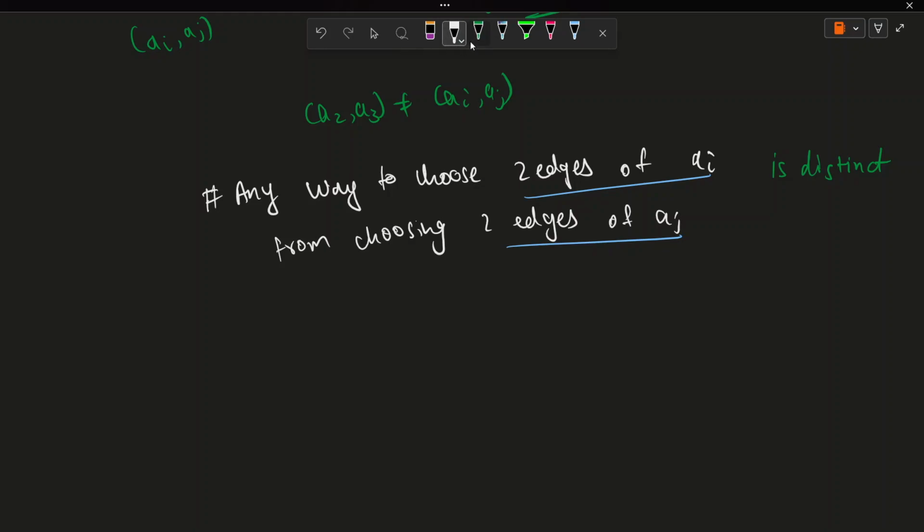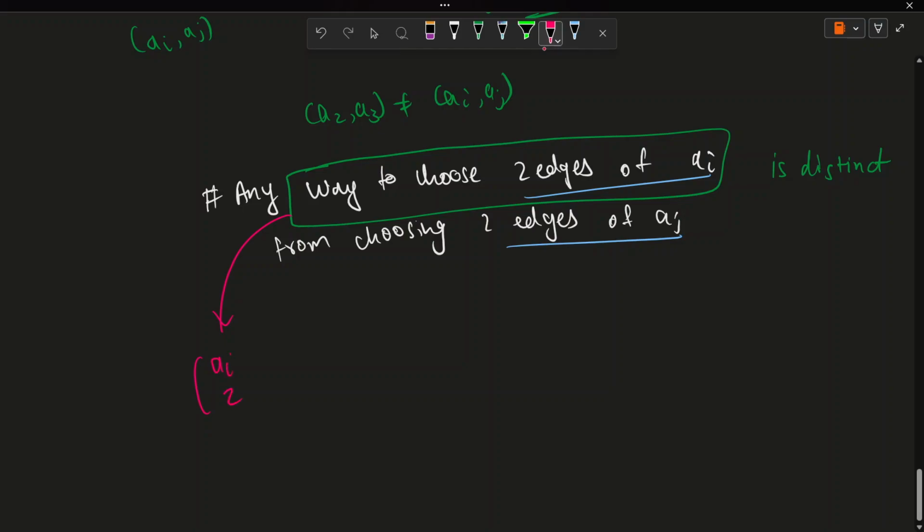Any way of choosing two edges of AI is different from choosing two edges of AJ. So what is the number of ways to choose two edges of AI? This is simply AI choose 2, and this is AJ choose 2, and every single element here corresponds to a different element from this.